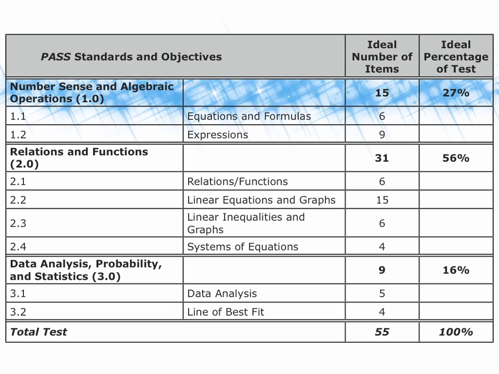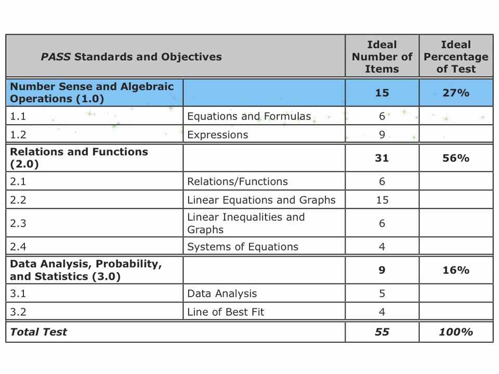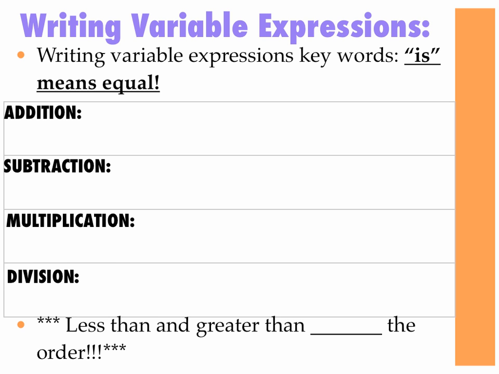Today what we're going to talk about is number sense and algebraic operations. We're going to be talking about standard 1-1, which is equations and formulas. The first thing we need to talk about is writing variable expressions from words or phrases and vice versa. So writing variable expressions keywords is the first thing we need to talk about. Anytime you see the word is, it's going to mean whatever they're talking about is going to be equal to each other. So anytime you see the word is, it's going to be the equal symbol.